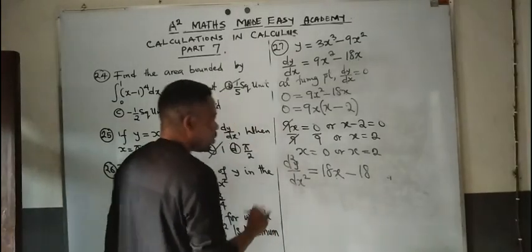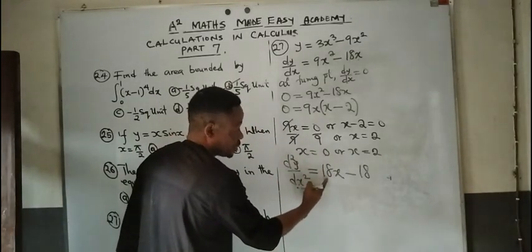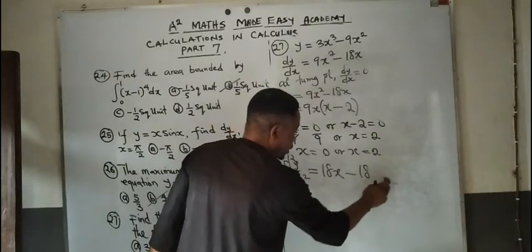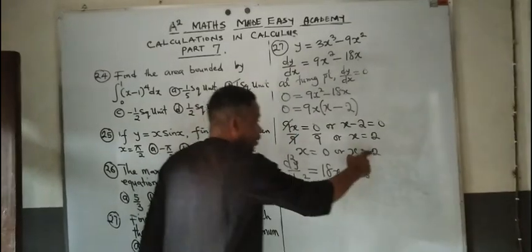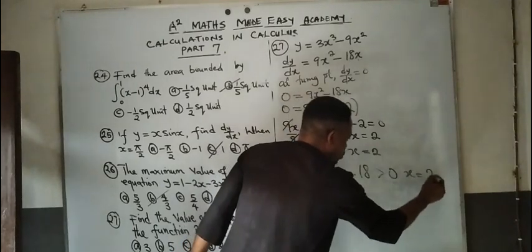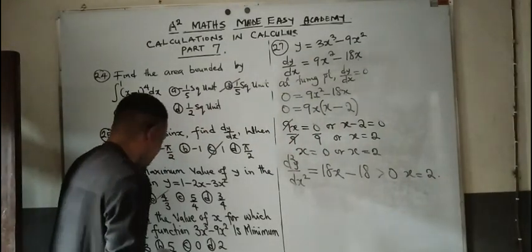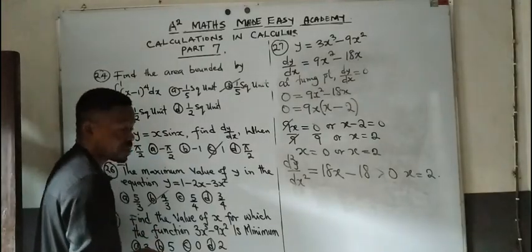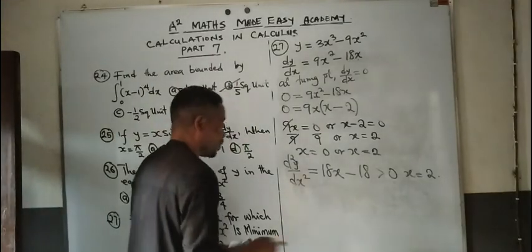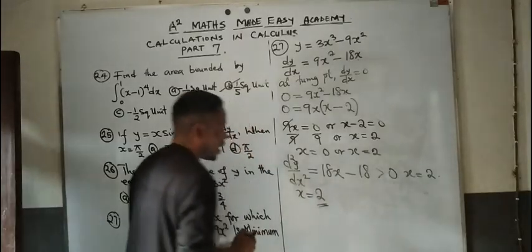Now remember, when x is 0, if you put it here, 0 times 18 is what? 0. Minus, it will give you negative, which is less than 0. But this one now can give you greater than 0 when x is 2. Can you see that now? I'm not looking for y, but they say find the value of x. What makes it minimum is when x is equal to 2. So which means that is the final answer.